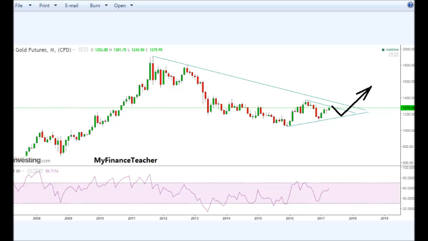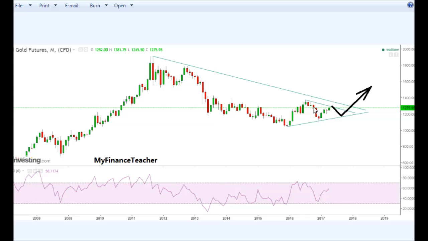This is a monthly chart of gold price, and I think what is happening with gold over the last few months is it might be in this consolidation phase where it's getting ready for a rocket launch up. This consolidation seems to be in the shape of a triangle. It's sort of a triangle, as you see on the chart.